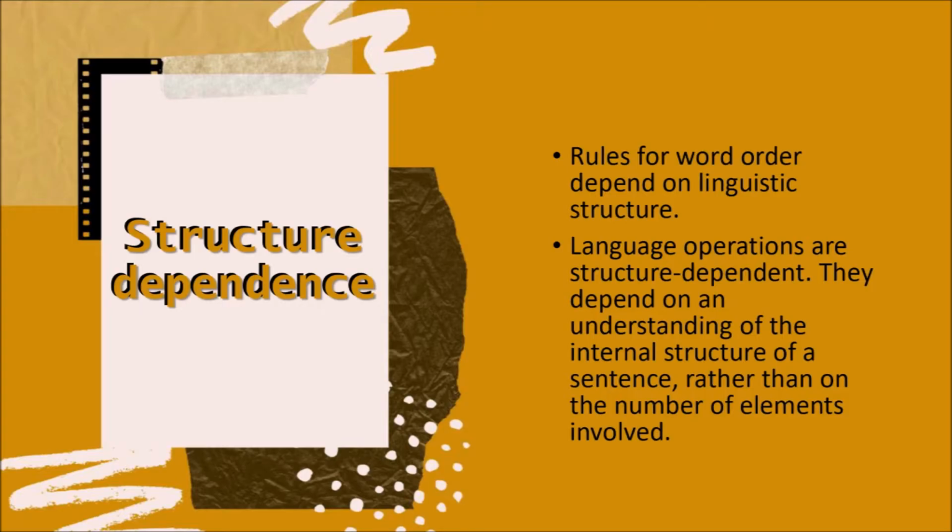Structure dependence. Rules for word order depend on linguistic structure. Language operations are structure dependent. They depend on an understanding of the internal structure of a sentence, rather than on the number of elements involved.